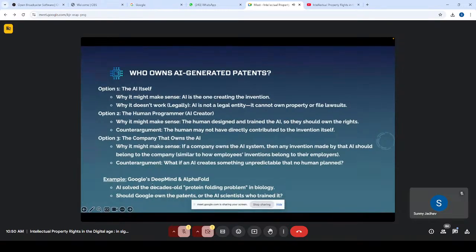Yes, so for examples, Google's DeepMind and AlphaFold: AI solved the decades-old protein folding problem in biology. Should Google own the patent or the scientist who trained it? So again, the same question, but it was seen as an AI-assisted patent. So the scientist and company should get the IP rights only related to the protein folding problem, like the solution they developed for this problem particularly. Only for that solution, they should get the patent.